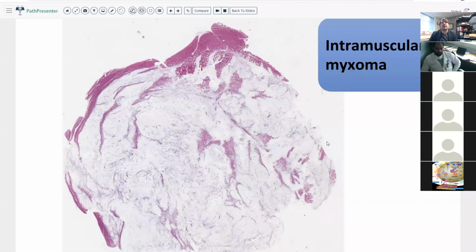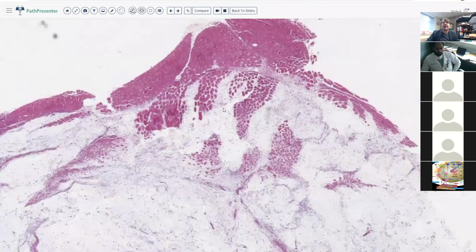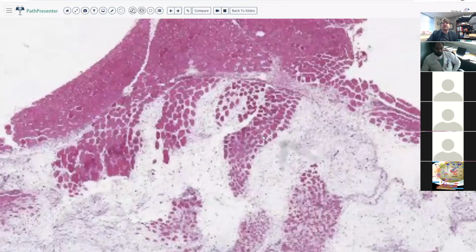Now let's talk about, and I know this is a little unfair for the dermatologists here, but for the pathologists, let's talk about the deeper form of myxoma, intramuscular myxoma. Intramuscular myxoma, like the name suggests, is a large deposit of myxoid material with some bland spindle cells, and it's in the middle of a deep muscle. And what it does at the edge is very characteristic.